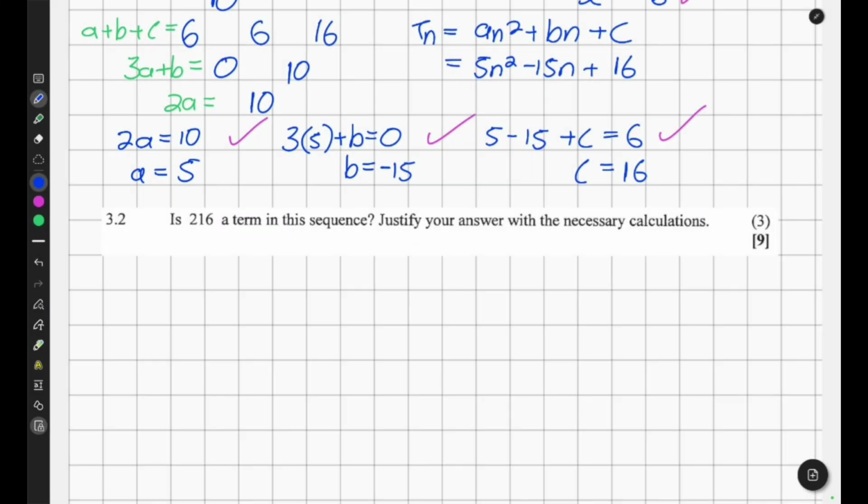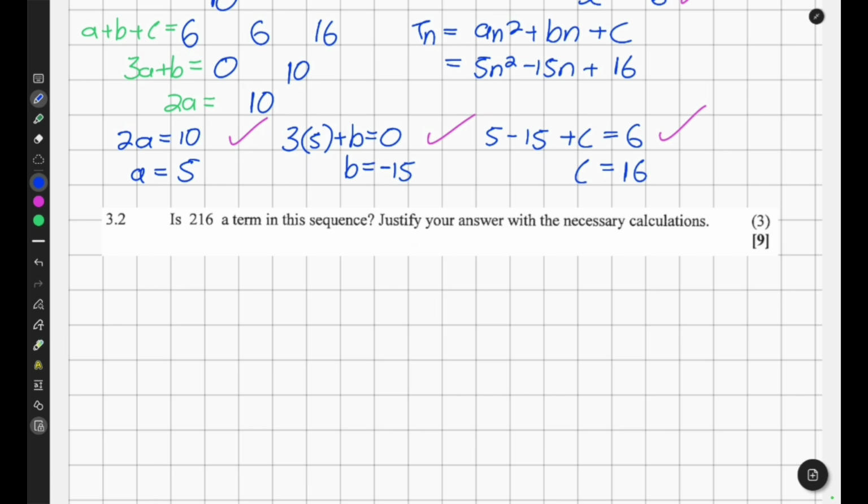Question 3.2, is 216 a term in the sequence? Justify your answer with the necessary calculations. Okay, guys, now once again, a few ways to get there. You will get some of those people who would just go and add random numbers to see if 216 is one of the numbers. Okay, I can't stop you. It's not what they want, but they'll have to give you your marks.